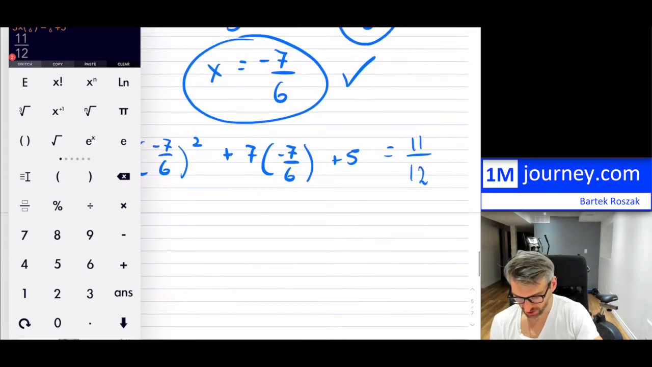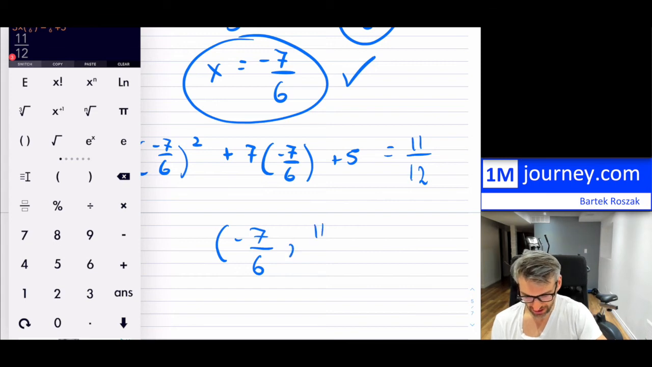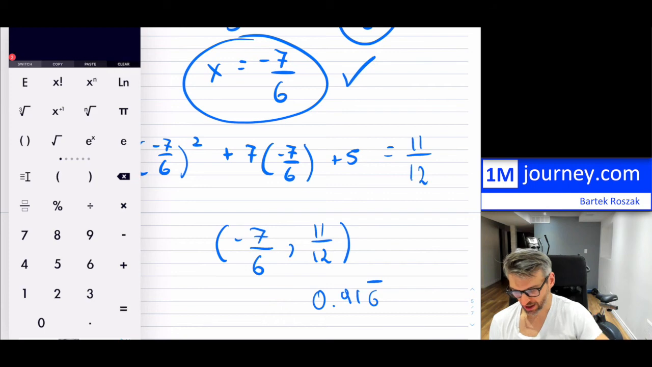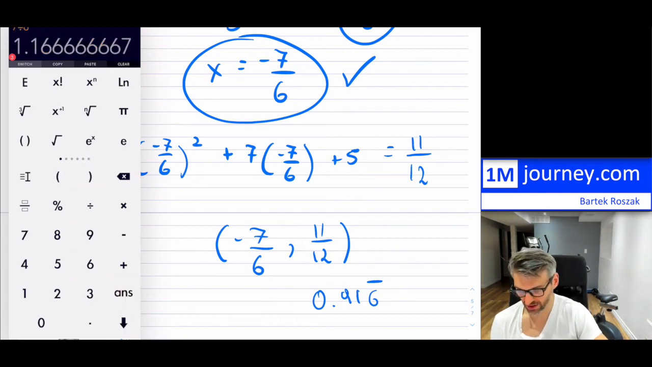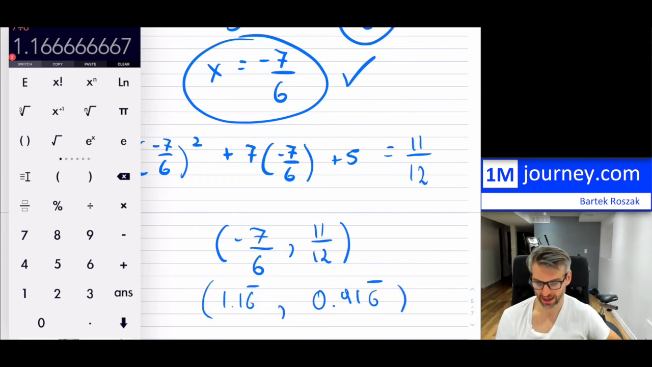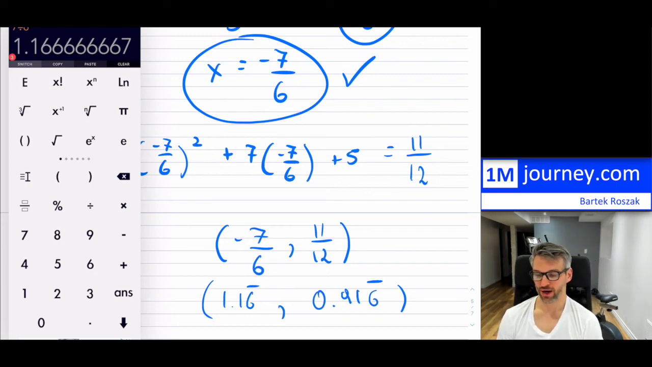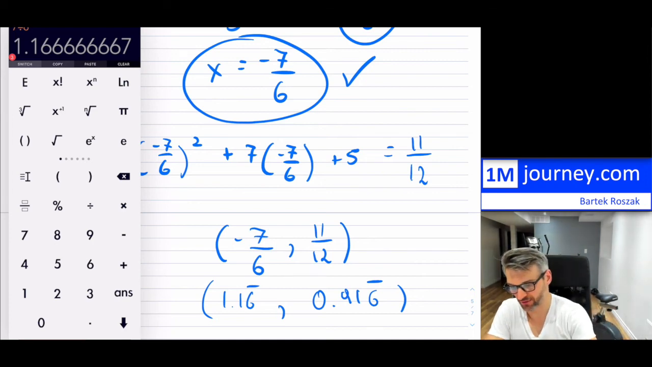And that's my vertex. So my vertex happens at negative 7 sixths and 11 over 12. All right, so that's what we have. So 11 over 12 is 0.9166666, and then 7 divided by 6 is 1.1666 if you're putting it as a decimal. That's your vertex, and that's how you would go about doing that. If you wanted to recall and go over finding the vertex, I'll put up a link to that video for you there, if you've forgotten it.